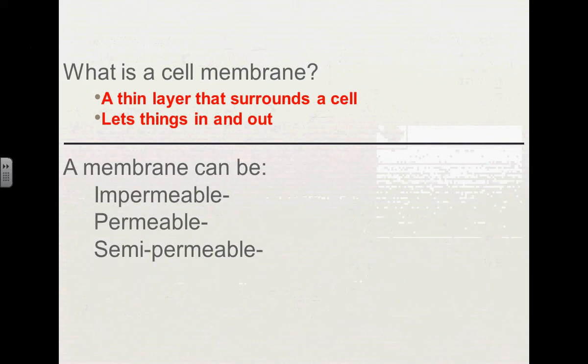Impermeable means things cannot get through. A substance cannot pass through if the membrane is impermeable to that substance. So you can probably guess what permeable means. Yes, that it can freely pass through. So if a membrane is permeable to glucose, it means glucose can go through it. If it's impermeable to starch, it means starch cannot go through it.